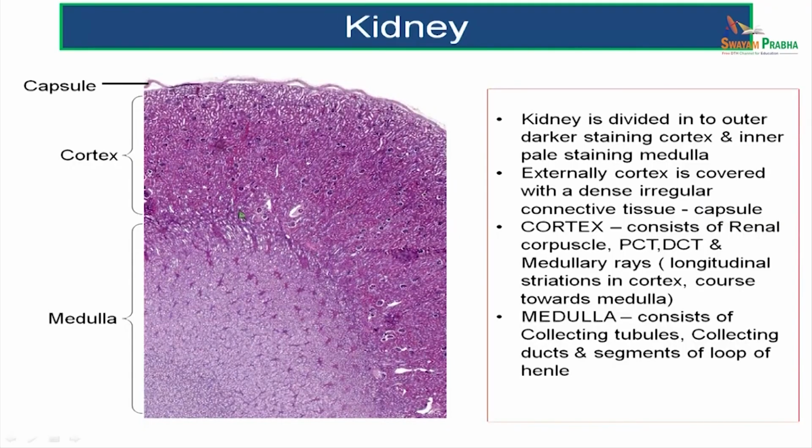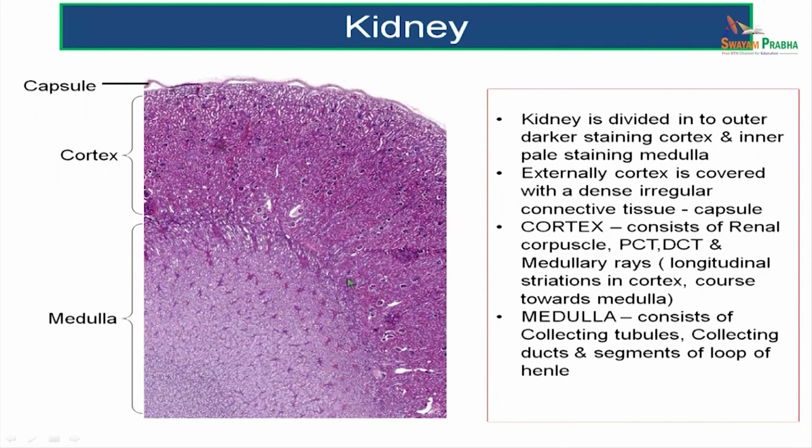This is a histological picture of the kidney. So, kidney in a histological picture is divided into an outer dark staining cortex and inner pale staining medulla. So, this is cortex and this one is the medulla. Externally, cortex is covered by a dense irregular connective tissue capsule.